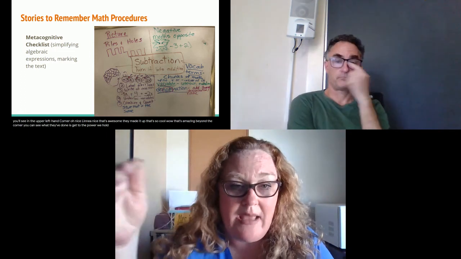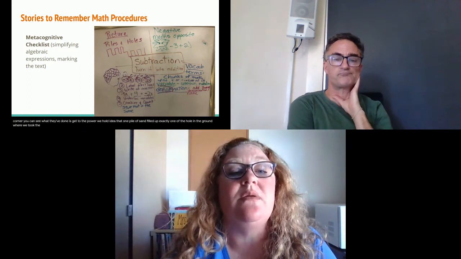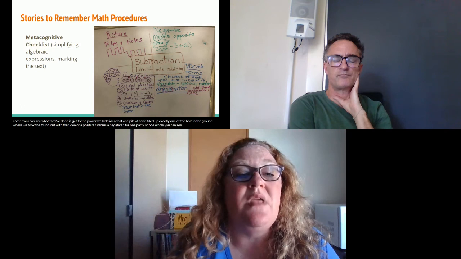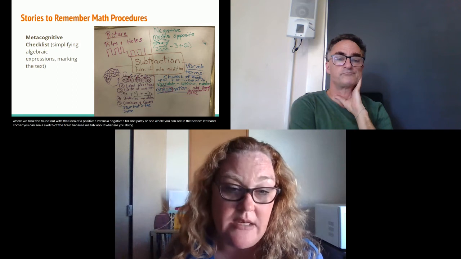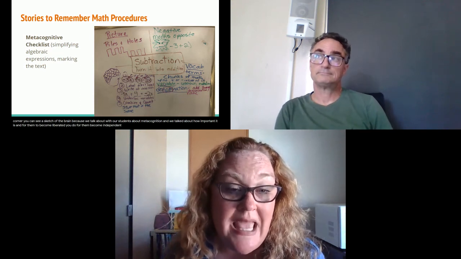So you can see on the upper left corner that we've done a sketch of the piles and holes idea, that one pile of sand fills up exactly one hole in the ground where we took the sand out, with that idea of a positive one versus a negative one for one pile or one hole. You can see in the bottom left-hand corner a sketch of a brain, because we talk with our students about metacognition, and we talk about how important it is for them to become liberated, to become independent thinkers in approaching the way that they solve problems and using tools that make sense to them.